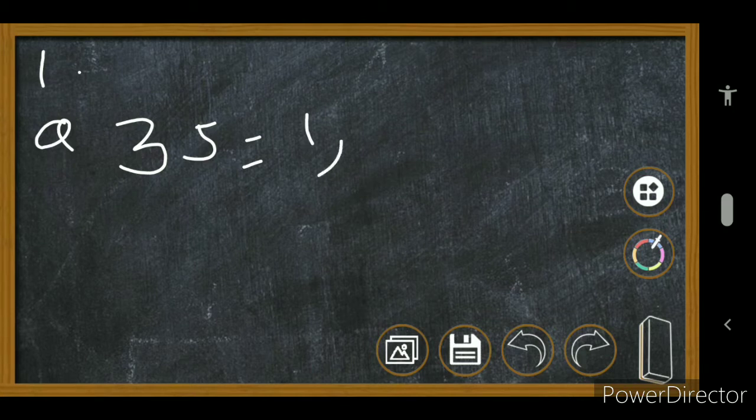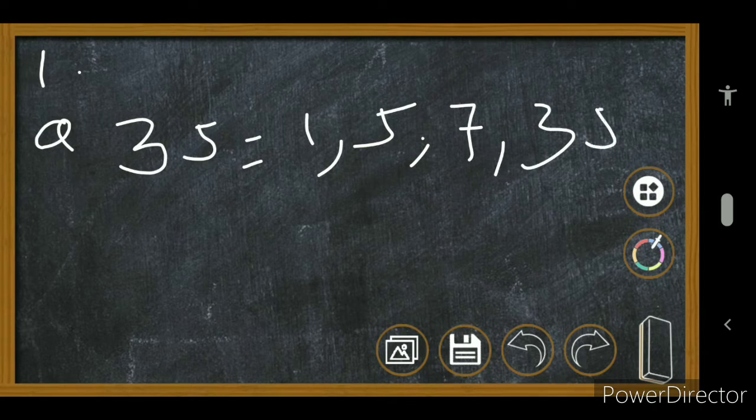Question number 1. A. Find the factor of 35. So we know that 35 is divided by 1. It goes in the table of 5. It goes in the table of 7 and 35.